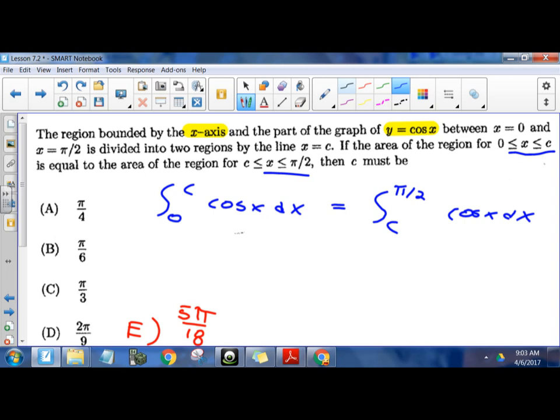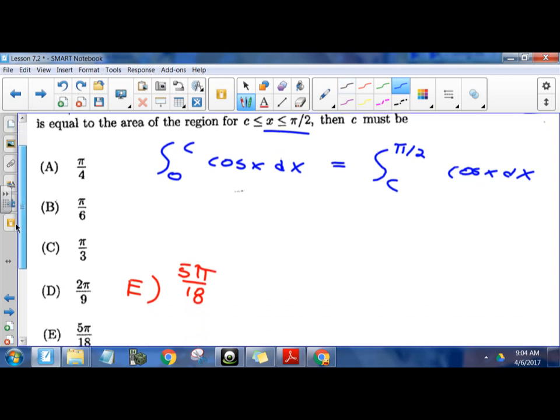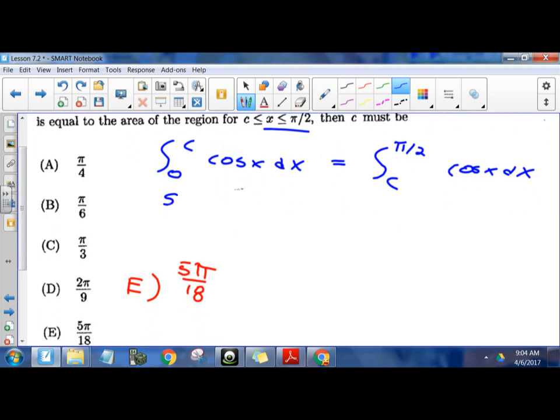What is the antiderivative of cosine? Sine. So, this is equal to the antiderivative of cosine evaluated at the upper bound minus the antiderivative of cosine evaluated at the lower bound. Fundamental theorem of calculus, part two right there. Equals. Fundamental theorem of calculus, part two again. The antiderivative evaluated at the upper minus the antiderivative evaluated at the lower.